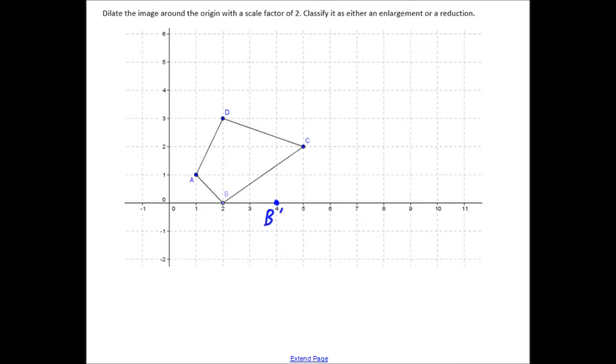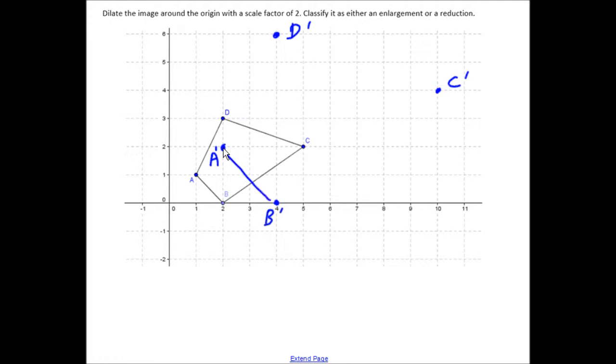Point C was 5 units to the right and 2 units up from the origin. So C' is going to be 10 units to the right and 4 units up. Point D was 2 units to the right and 3 units up. So D' is going to be 4 units to the right and 6 units up. Point A at 1, 1 is going to be twice as far in both directions. New coordinates will be 2, 2.